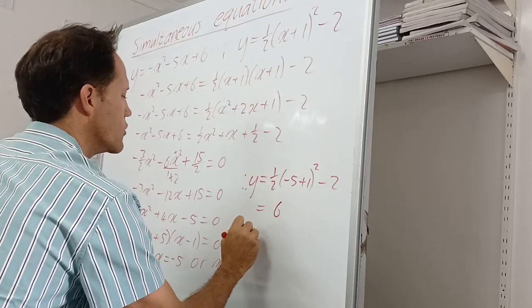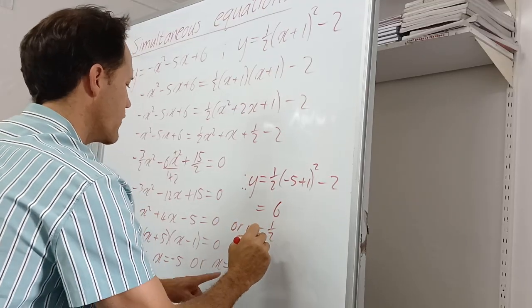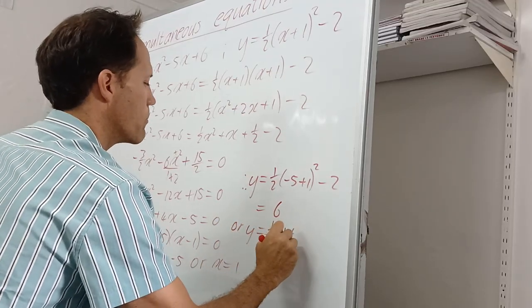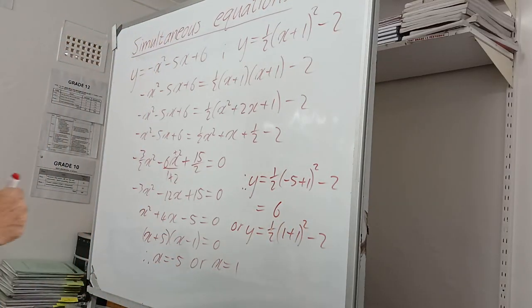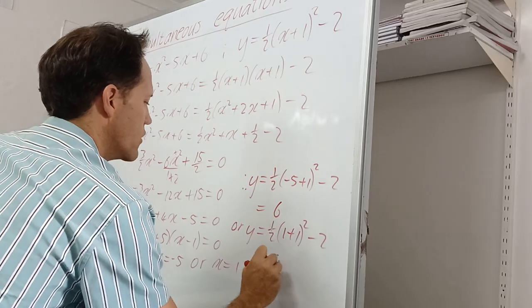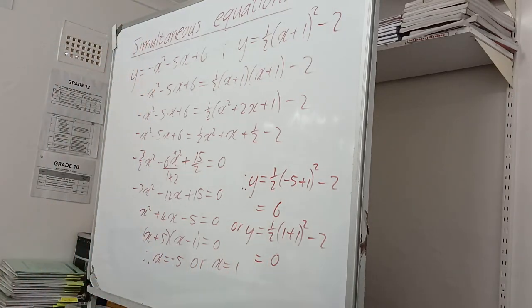Or if you substitute the other value, the 1, it's going to be (1 plus 1) squared minus 2. That's 2 squared is 4 times half is 2 minus 2 is 0. Okay. There we go.